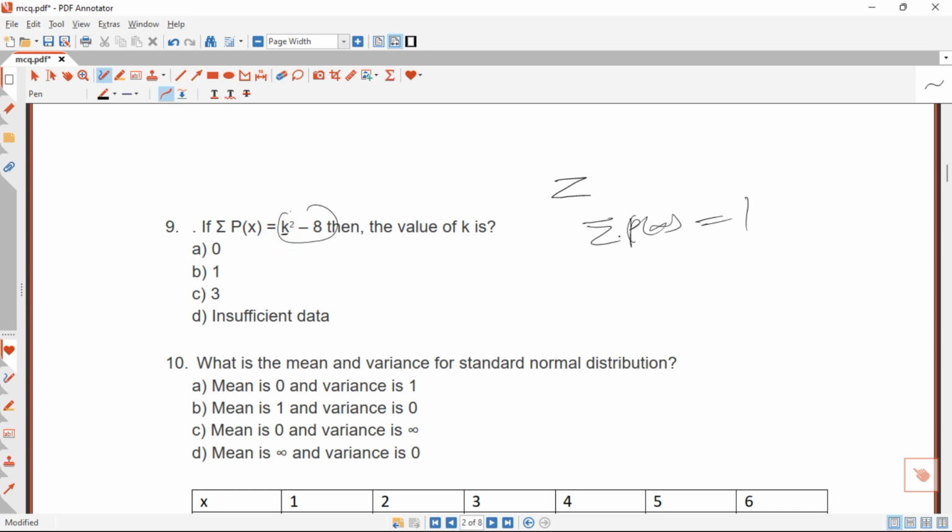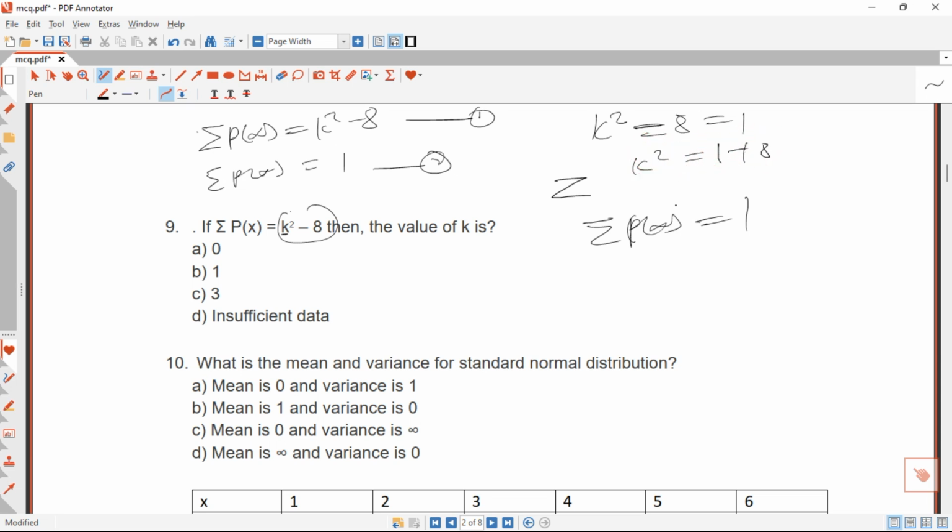You see that this is equation 1. Equation 1 is saying that summation of p of x is equal to k squared minus 8. And summation of p of x is equal to 1. So here is equation 1 and here is equation 2. We want to equate equation 1 to equation 2. So here I'm going to get k squared minus 8 is equal to 1. So k squared is equal to 1 plus 8. We want to group like terms. We are going to get k squared is equal to 9. Taking the square root, we get k is equal to plus or minus 3. Here our k can be equal to 3 or negative 3, of which we have 3 here.